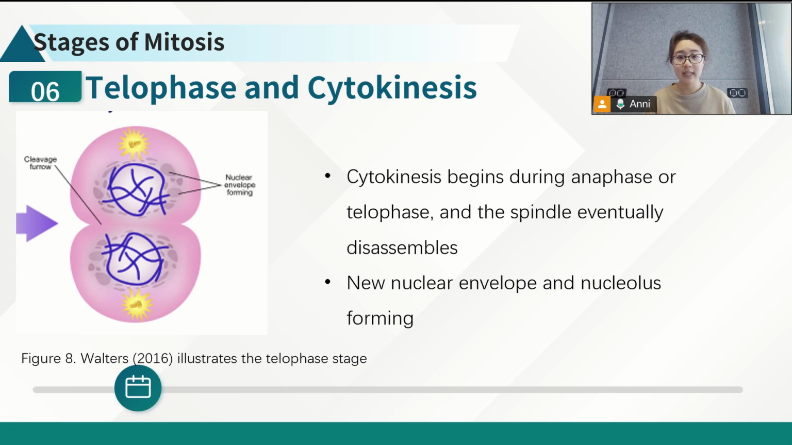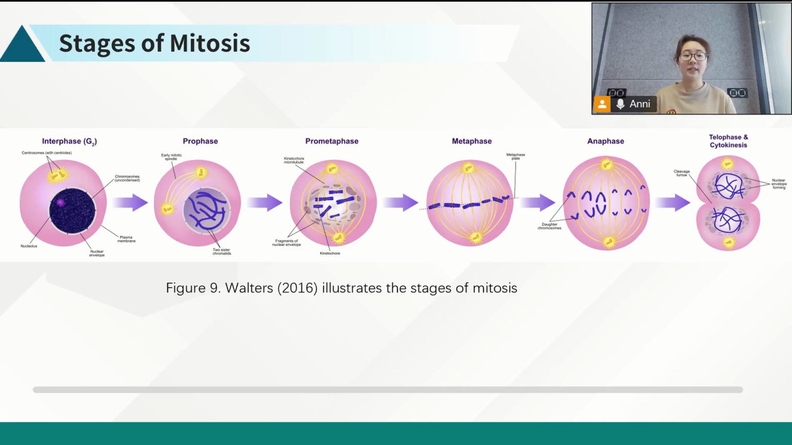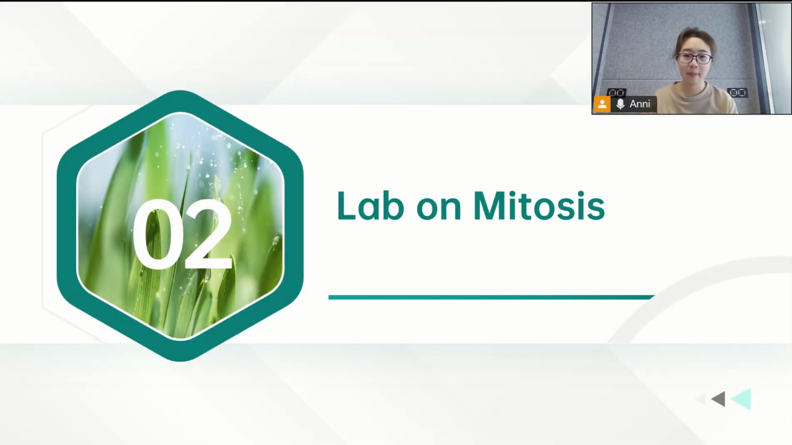The last step is telophase and cytokinesis. Cytokinesis begins during anaphase or telophase, and the spindle eventually disassembles. A new nuclear envelope and nucleus start to form. In this picture, we can see all stages of mitosis. You may want to pause here and see if you can connect all these stages.